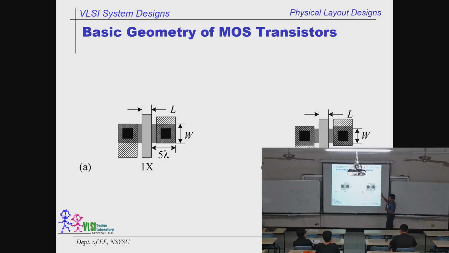Okay, this is basic geometry of MOS transistors. Both of them are legal. They are fine. Okay, the size is allowed. You can make it smaller. You can make it as big as the contact.